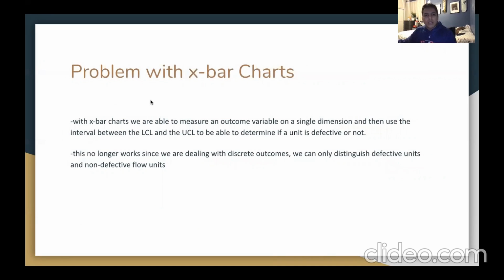So in this section, we encounter a problem with X-bar charts. These X-bar charts measure the outcome variable in a single dimension, and we use the intervals between the lower and upper control levels to determine if a unit is defective or not. This no longer works for us because we're dealing with discrete outcomes. We can only distinguish defective units and non-defective units.